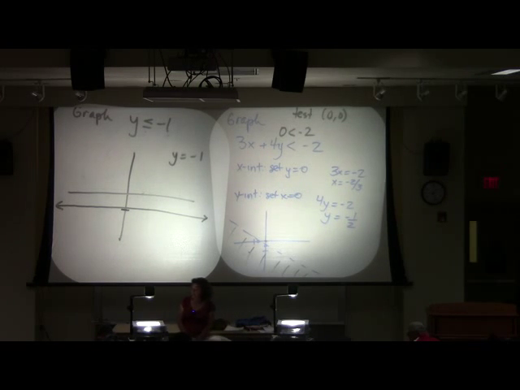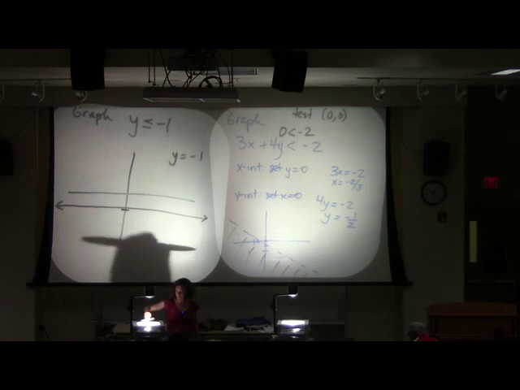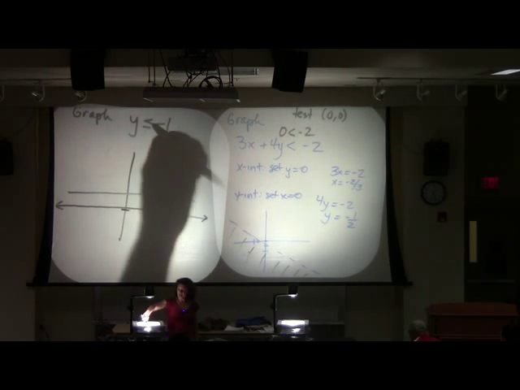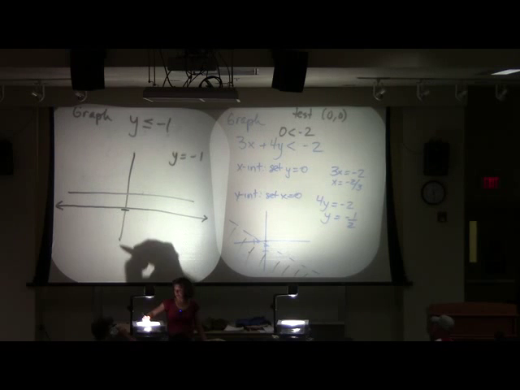Okay. Well, tell me something, you guys. We don't even really need to deal with the test point here. We're interested also where y is less than negative 1. Is that above the line or below the line? It's below the line, right? Because your y values get more negative.